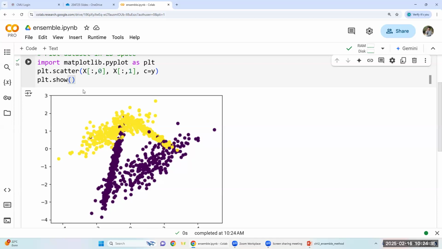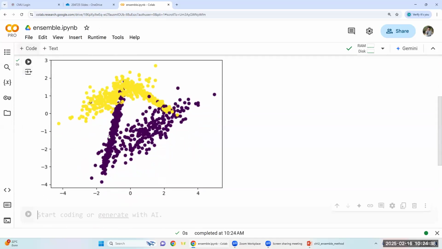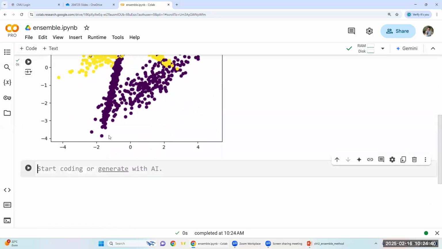So we have our data, right? So we've got to use the ensemble method. To use an ensemble method, you have to specify the base model, basically the weak learner. So they will use the decision tree for the weak learner.